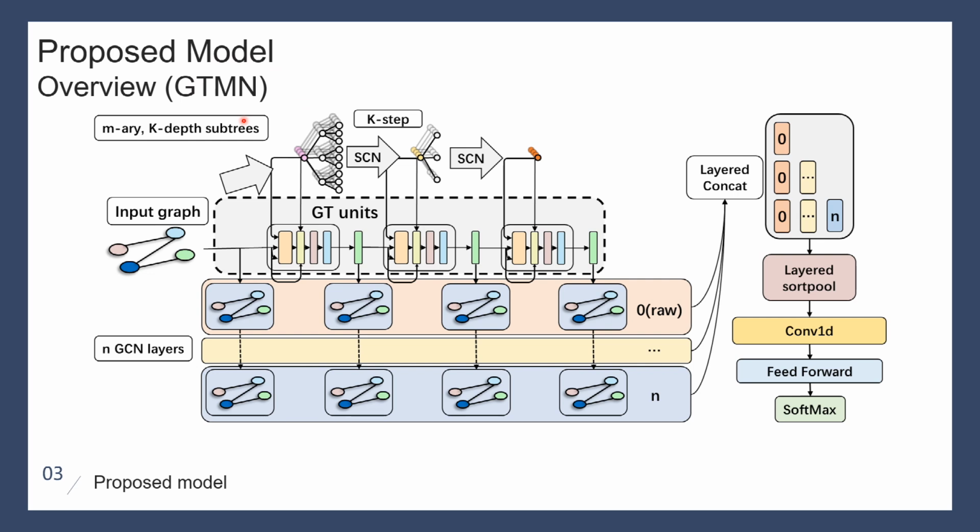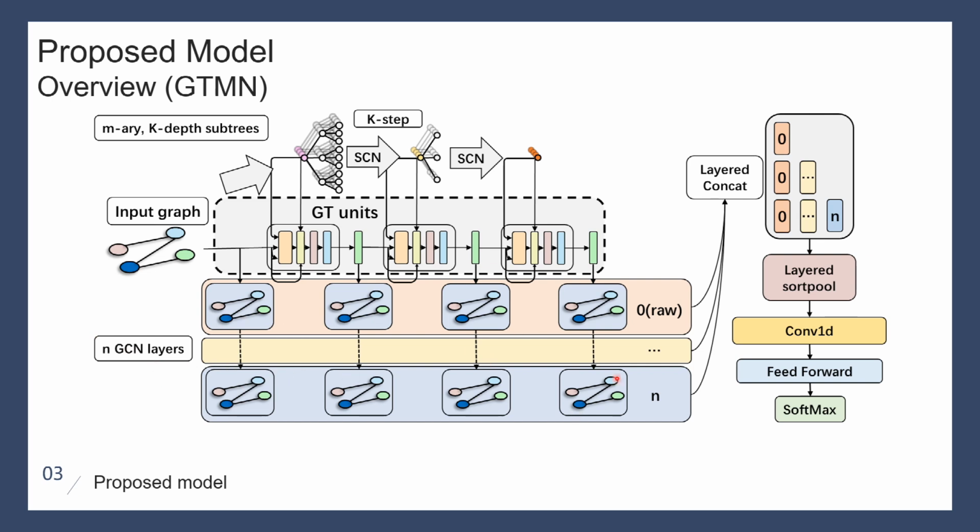At each step, the proposed Graph Transformer unit, GT, takes in the input calculated by SCN and the previous output. Each GT calculates the latent relationships between substructures with different sizes. Up to k steps of GT are performed. Output then is fed into a set of GCN layers. There are n GCN layers in total.